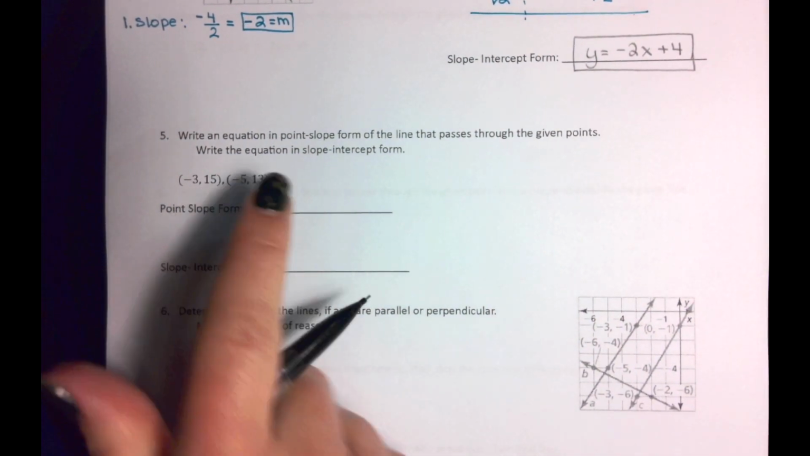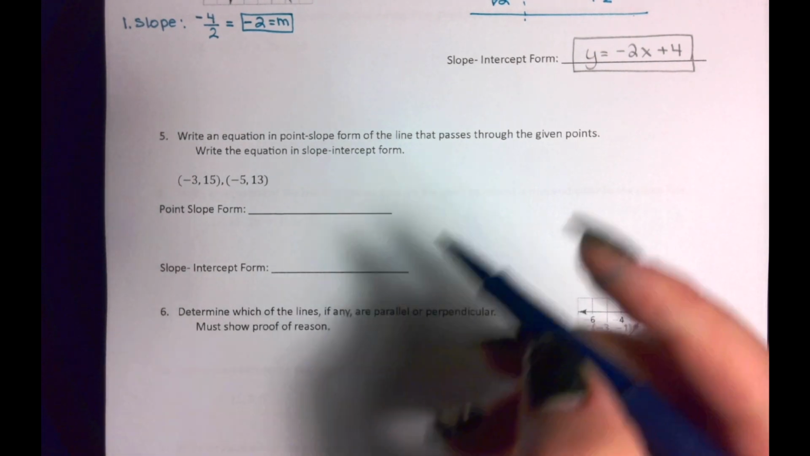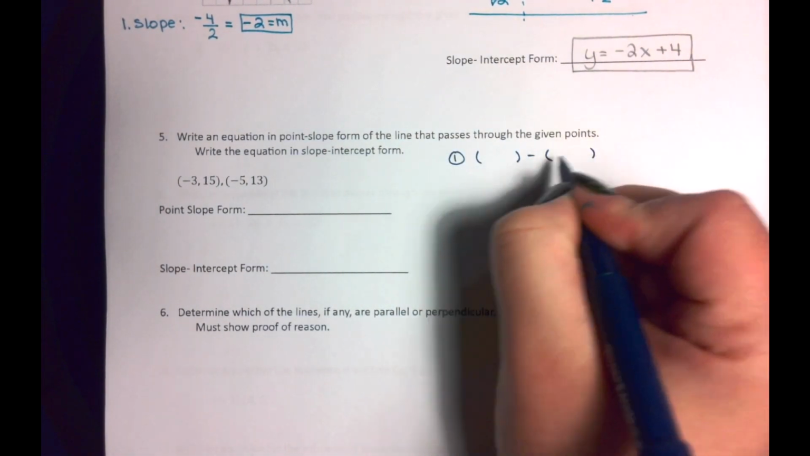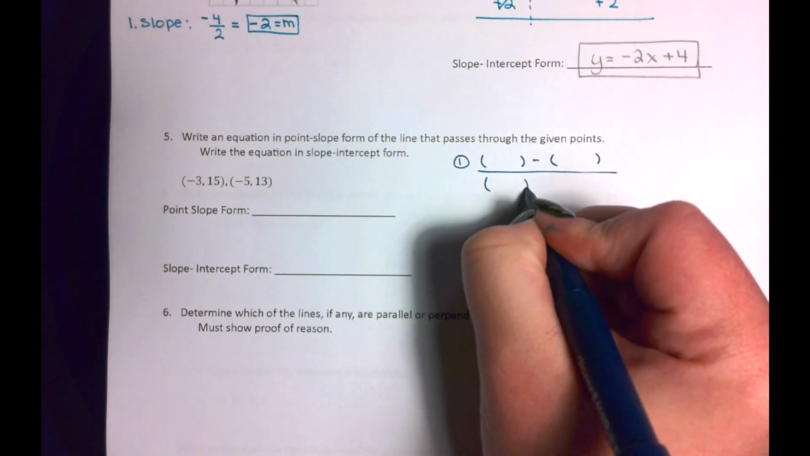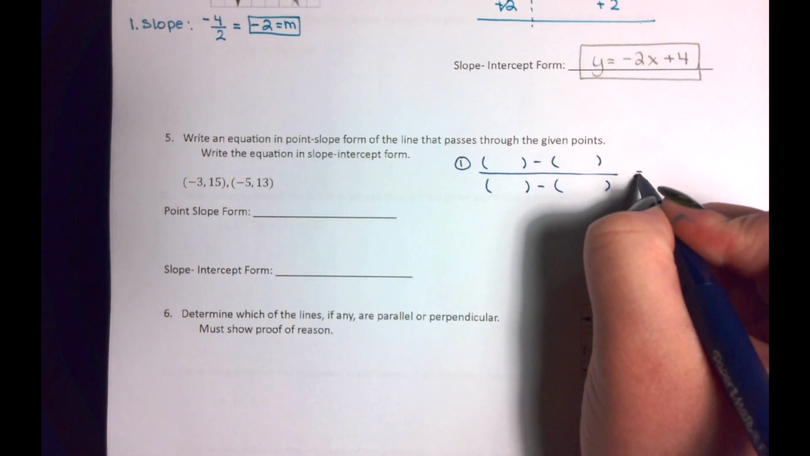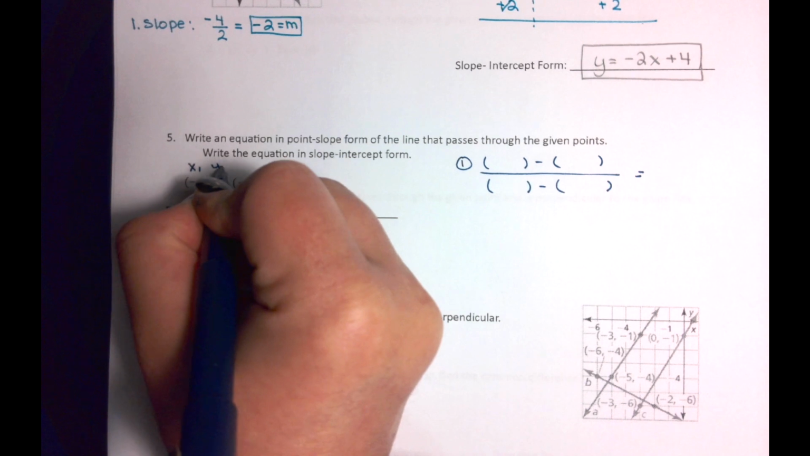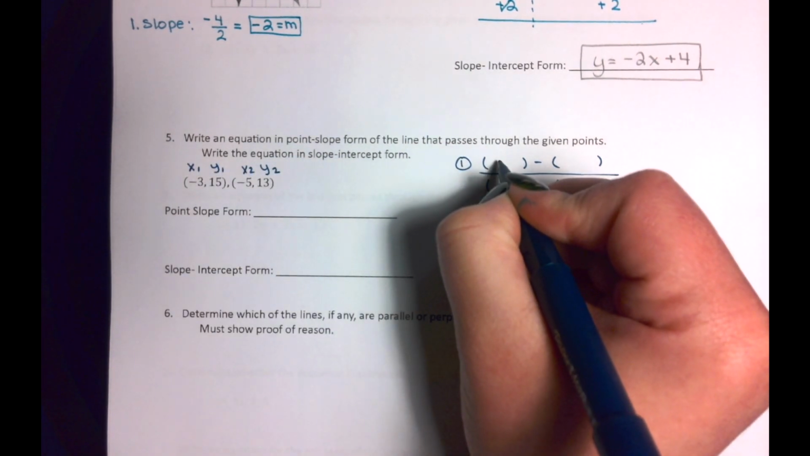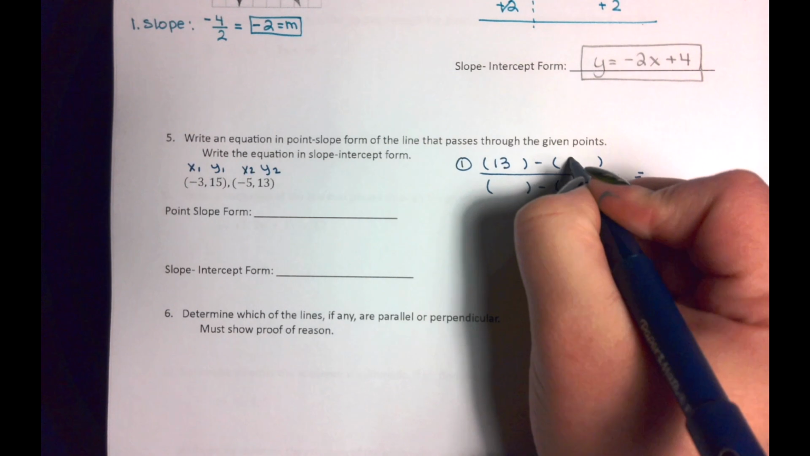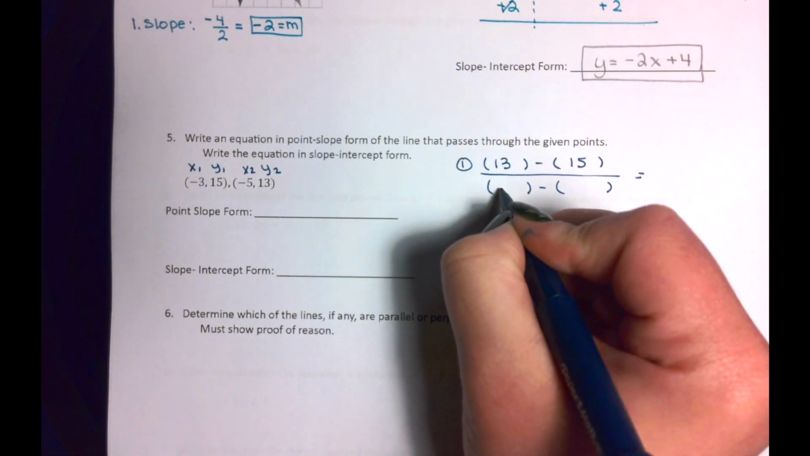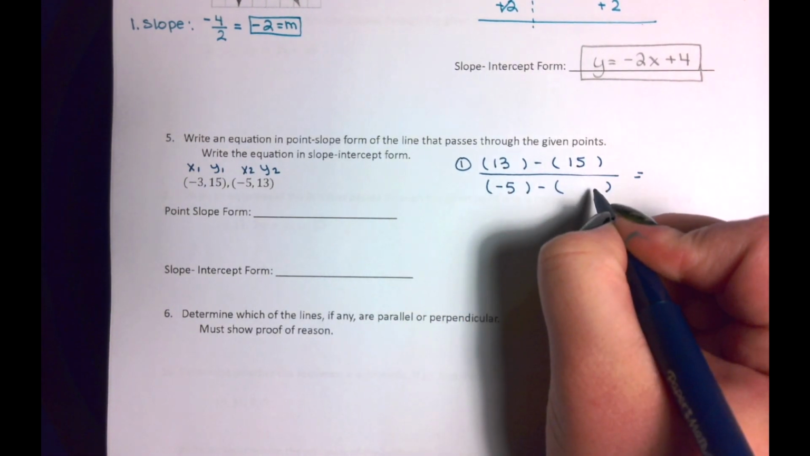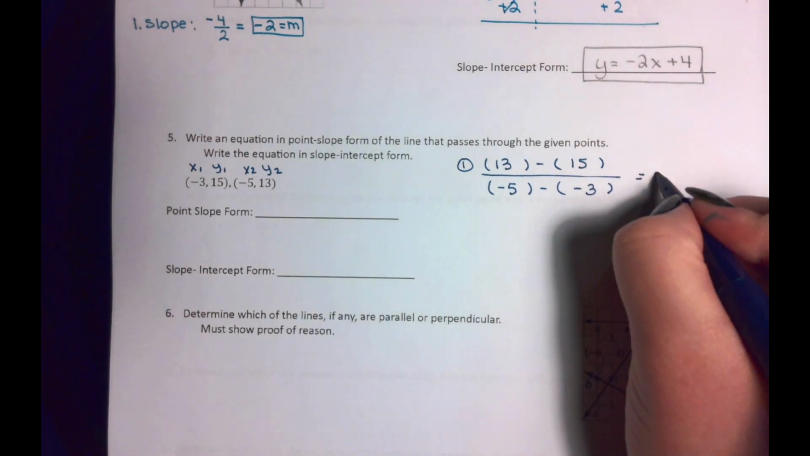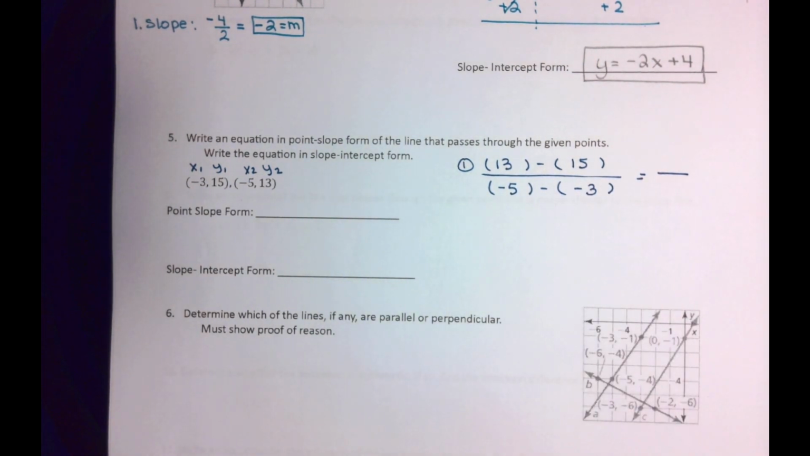This time we do need to solve for slope. So that's our step number 1. I'm not going to write the slope formula again. You can go back to example number 3 or question number 3. x1, y1, x2, y2. y2 was 13, y1 is 15, x2 is -5, x1 is -3. Again, using a calculator, if you need to, go ahead and simplify that.